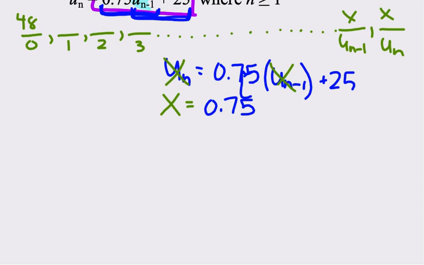0.75, and then here was the x, that U sub n minus 1, plus 25. So all I did was rewrite the second part of my recursive equation where U sub n and U sub n minus 1 are both x. Now, all we have to do is solve for x.